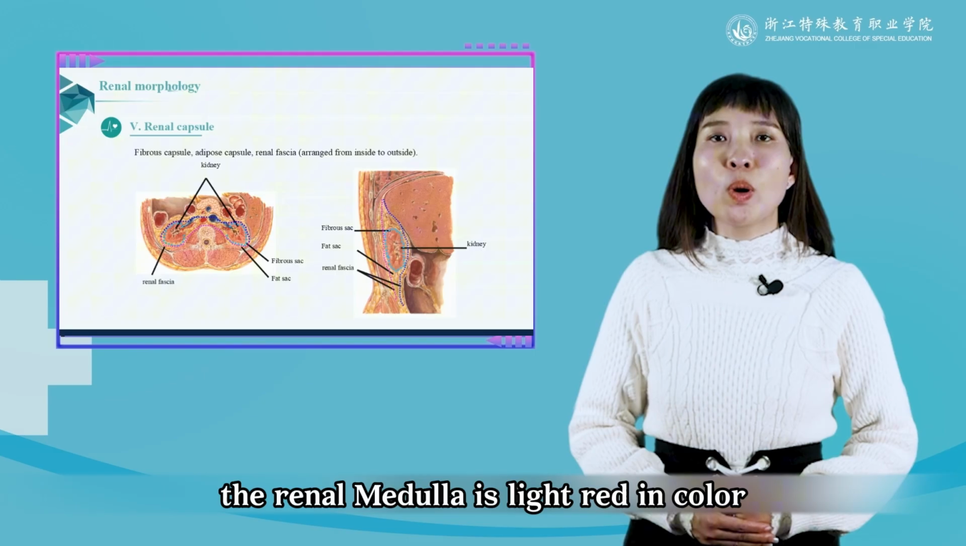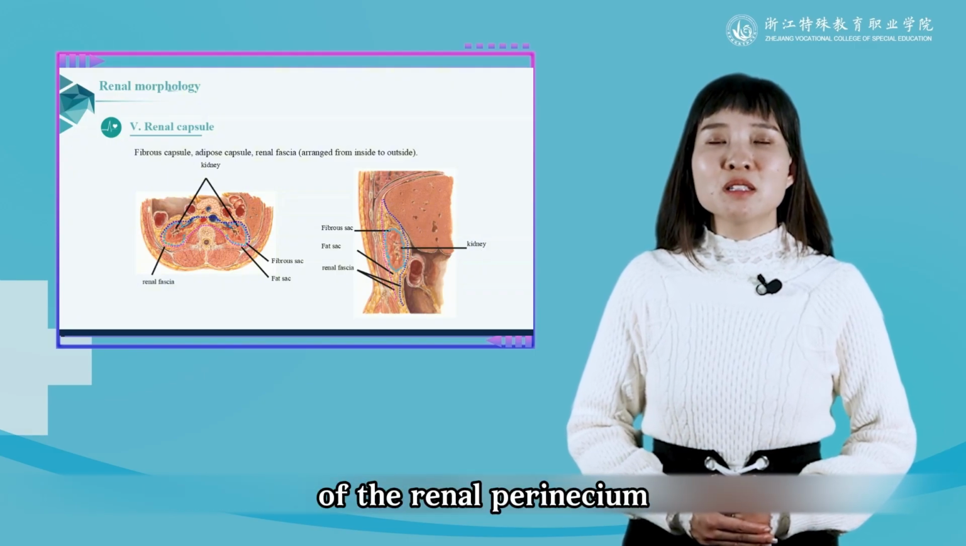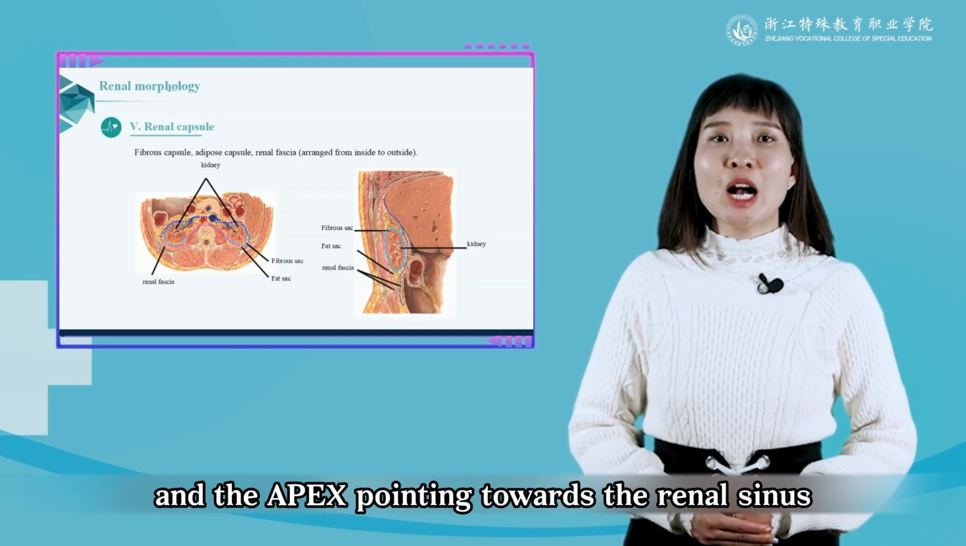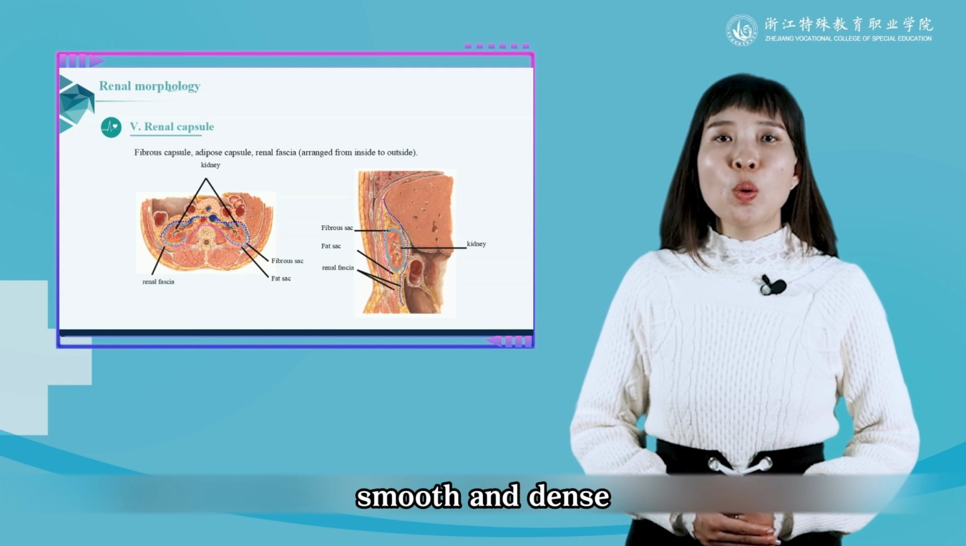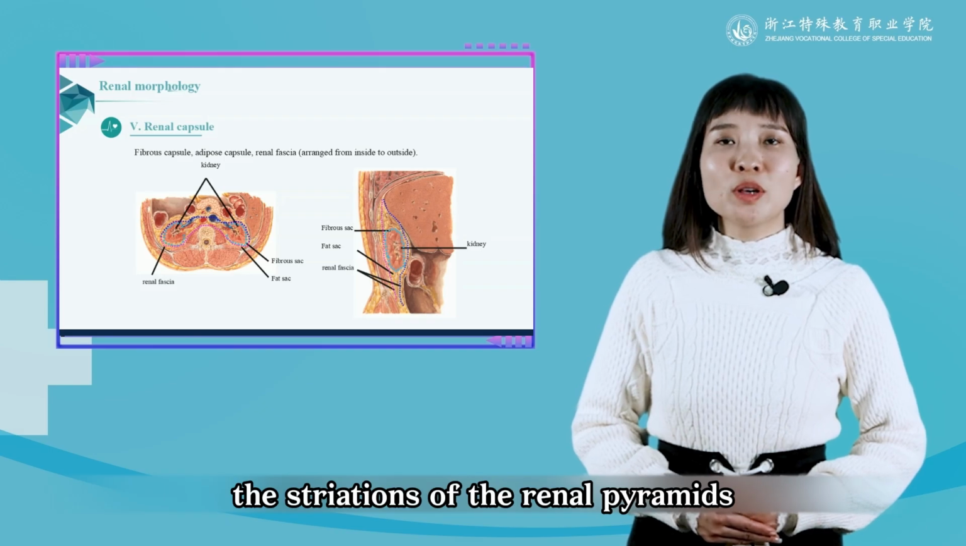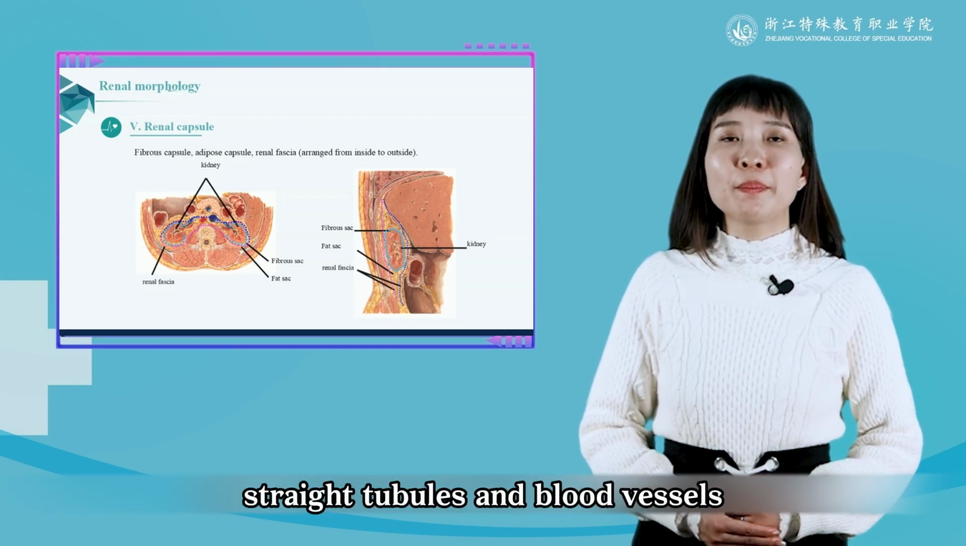The renal medulla is light red in color, accounting for about 2/3 of the thickness of the renal parenchyma. It consists of 15 to 20 cone-shaped renal pyramids, with the base facing the cortex and the apex pointing towards the renal sinus, smooth and dense. Many darker radial striations can be seen in the renal pyramids. The striations of the renal pyramids are formed by the parallel arrangement of renal straight tubules and blood vessels.